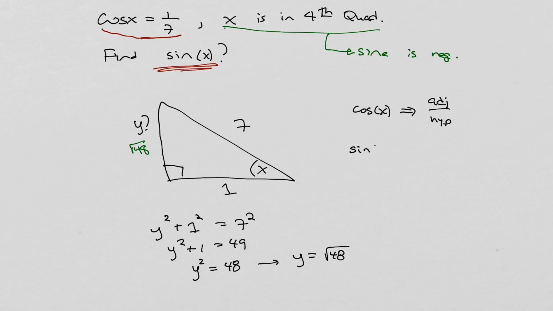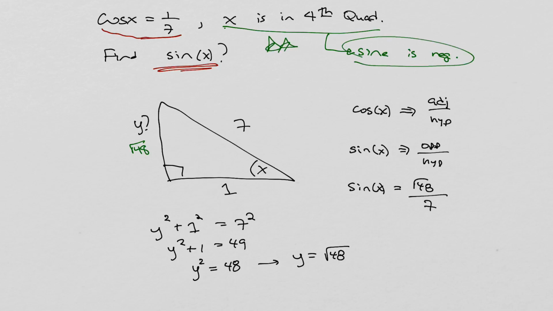Right? So the question asked us to find sine of x. So sine of x, again, if you remember your SOHCAHTOA stuff, that is the opposite over the hypotenuse. Right? So sine of x here is square root of 48. That's my opposite side. The hypotenuse is 7. And then don't forget, x is in the 4th quadrant, which means my sine value has to be negative. So to finish this off, sine of x is going to be a negative square root of 48 all over 7. Okay? So we've kind of combined the idea of using the proper quadrant with these triangles we've been messing around with a little bit.